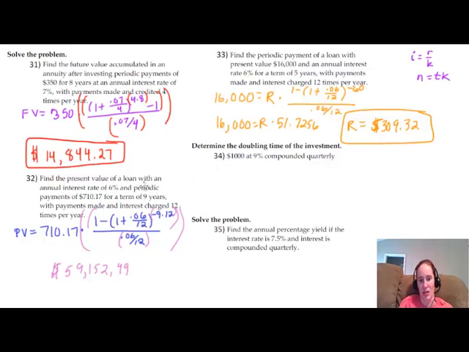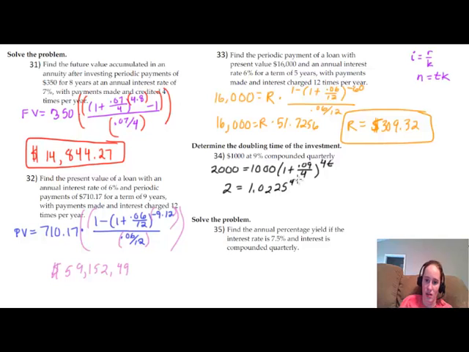34 says determine the doubling time of the investment, and it says $1,000 at 9% compounded quarterly. Well, the formula for that is the second interest formula on there. If we want to know how long it takes to double $1,000, we're talking about how long does it take to get to 2,000, because that's twice as much, right? 1 plus 0.09 over 4, since quarterly means we're compounding 4 times a year, and we're trying to figure out how much time it takes, so t is our variable. Anytime it's doubling, when we divide that number over, we should end up with a 2 here.